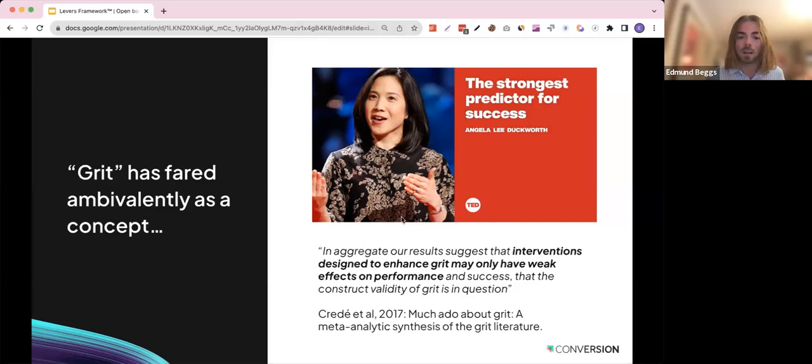So you can see here a quote from some meta-analysis that was conducted looking at replications of the original research. That is, when you repeat that experiment with either the exact same method, or you repeat it in a different context, which should still fall within the scope of the theory. But interventions designed to enhance grit may only have weak effects on performance success, and the construct validity of grit is in question.